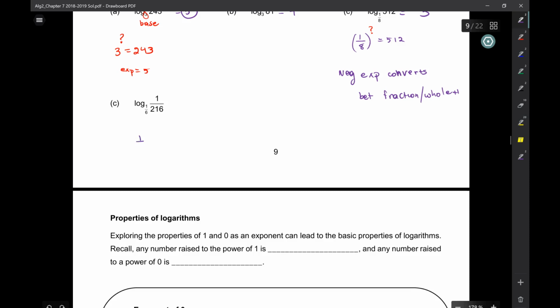1/6. What's the exponent? That's what we're looking for. And we need that to equal 1/216. So now here's the question for you. Are we going between fraction and whole number? No. So do we need that negative? No. Okay, so what's that base going to be? A 3. So it's just a basic 3. How cool is that?